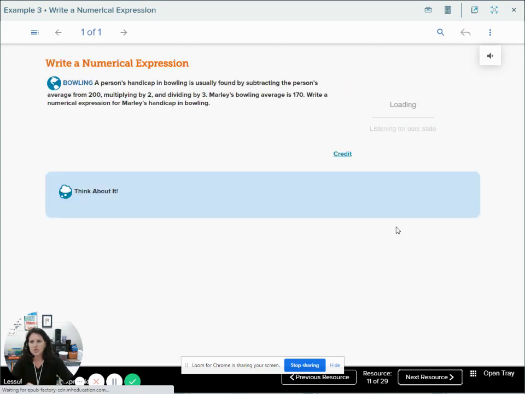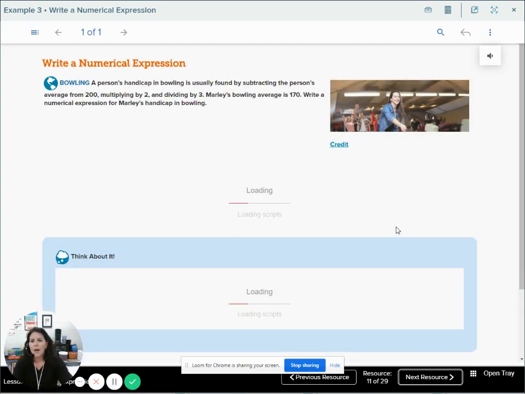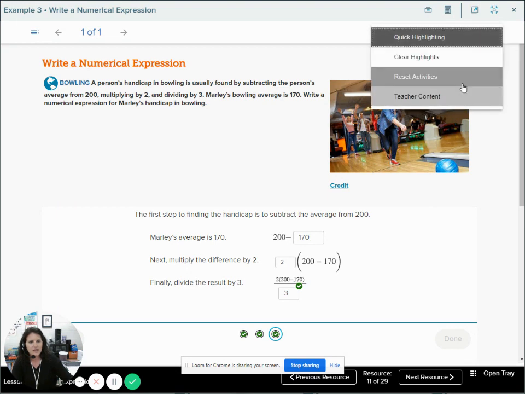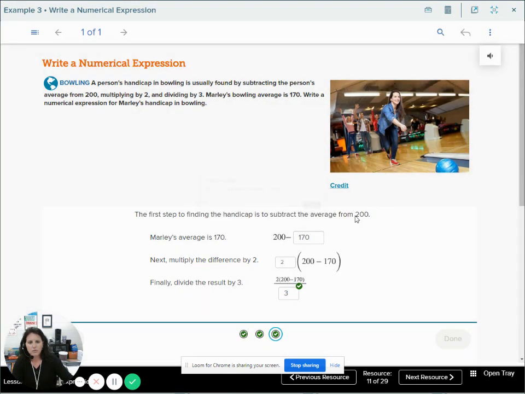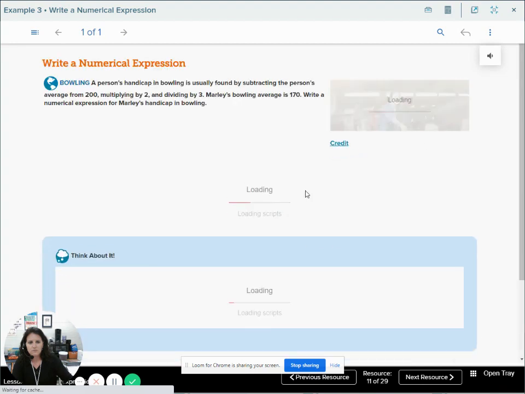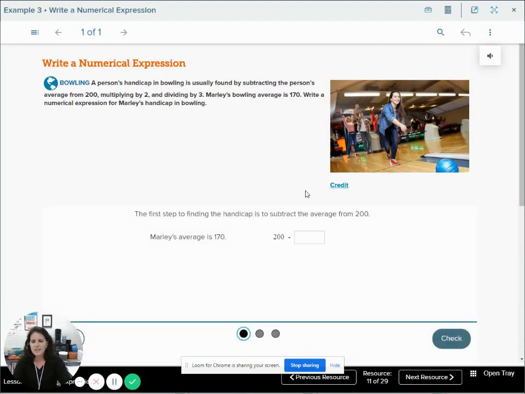Okay, so let's try it again. A person's handicap in bowling is usually found by subtracting the person's average from 200, multiplying by 2, and dividing by 3. Marley's bowling average is 170. Write a numerical expression for Marley's handicap in bowling. And I really thought that I just hit reset. Did I not do that? Reset. So that we can do this together.